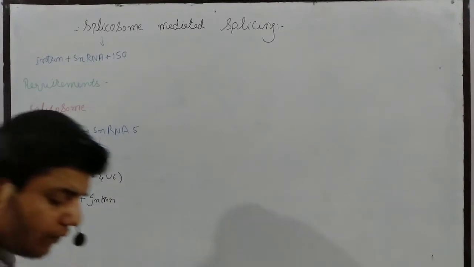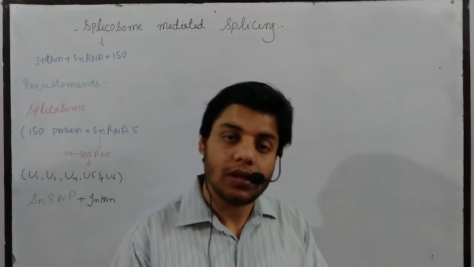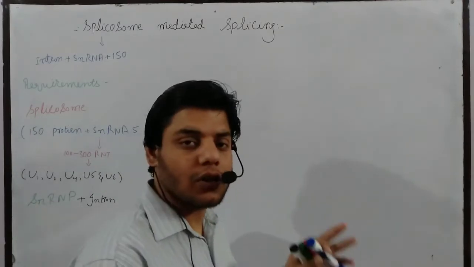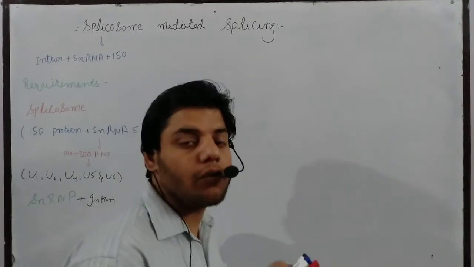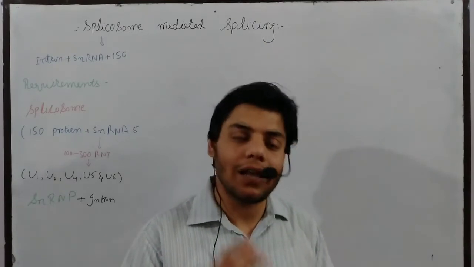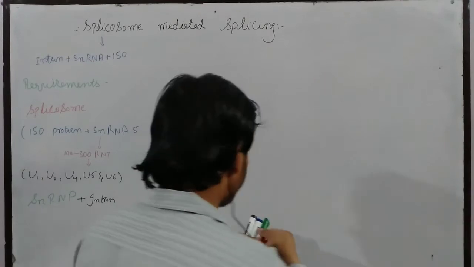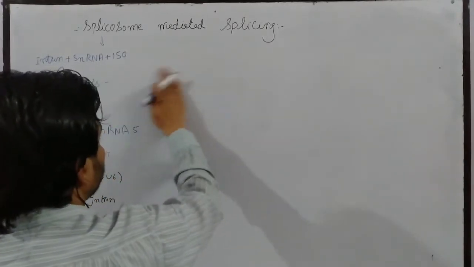Then we need to understand some important and basic terms here. For that purpose, let me draw the immature or premature RNA, and in premature RNA we need to understand some basic terms, due to which we will easily get an idea about the mechanism of spliceosome mediated splicing. So what we actually have is the premature mRNA. So let me draw.